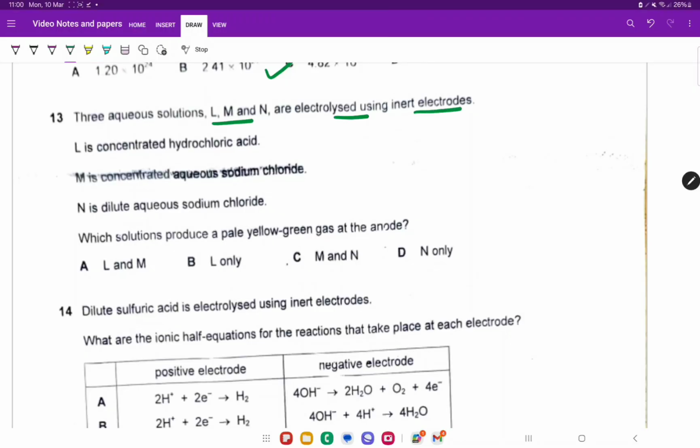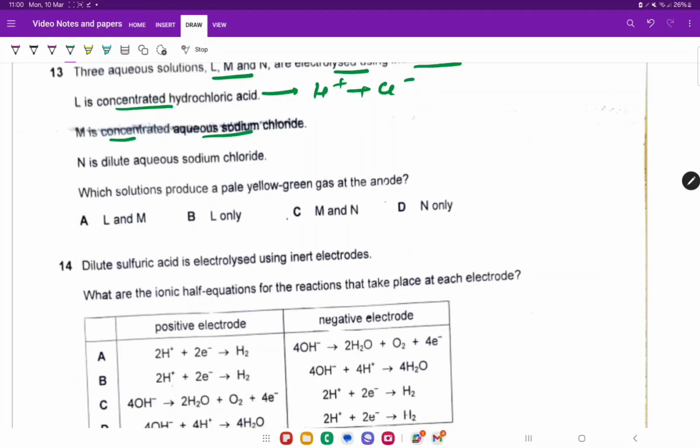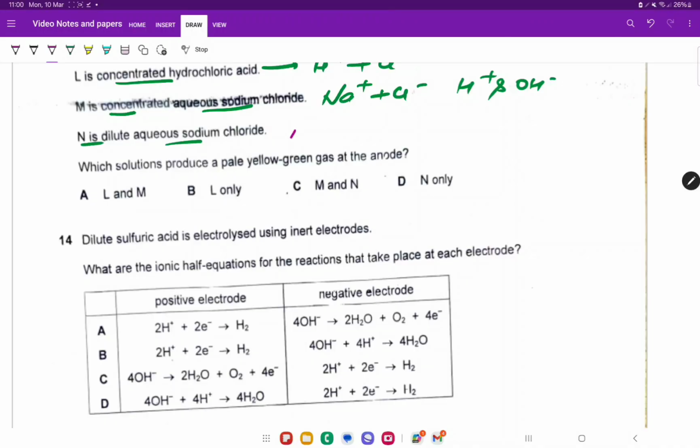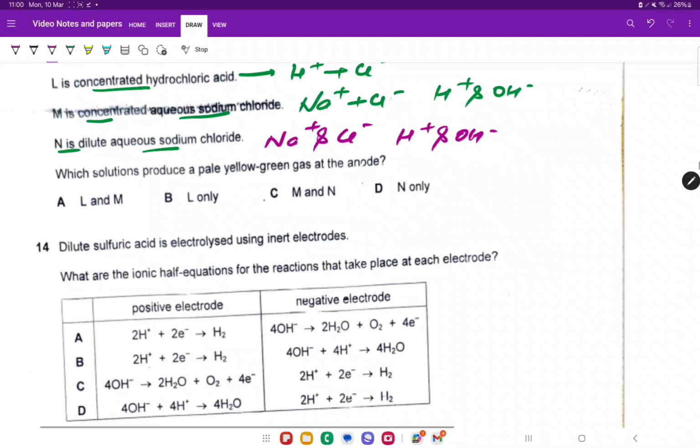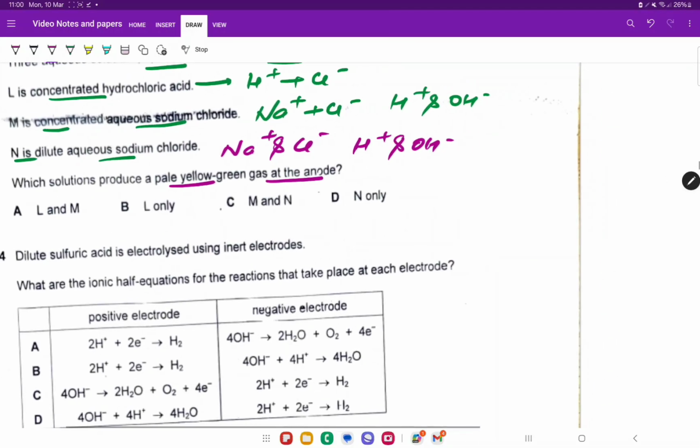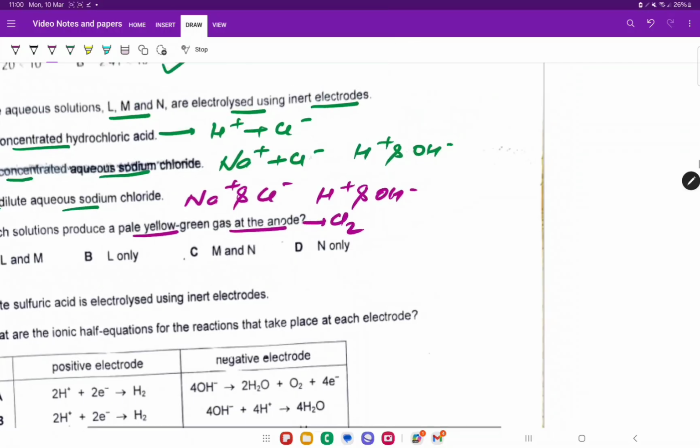3 aqueous solutions L, M, N, electrolyzed using inert electrodes. L is concentrated HCl, H plus and Cl minus will be there. M is concentrated aqueous sodium chloride, that is brine, Na plus and Cl minus will be there, along with a small amount of H plus and OH minus ions. N is dilute aqueous sodium chloride. Now this dilute solution will also contain Na plus and Cl minus ions along with H plus and OH minus ions. Which solution produces yellow-green gas? Yellow-green gas is chlorine. So we have to find out which will produce chlorine.